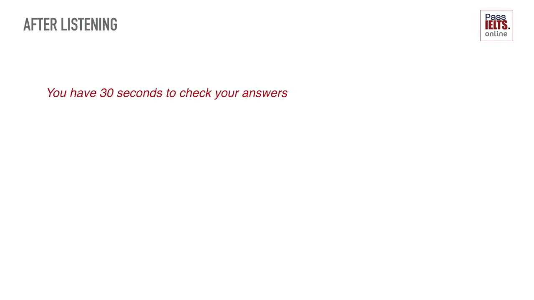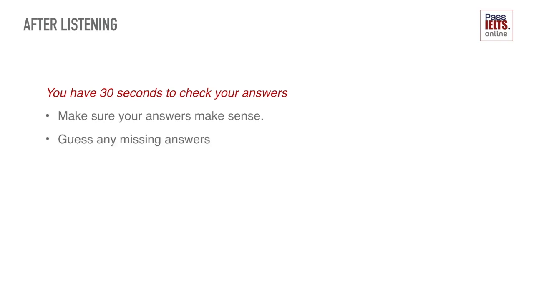After each section, you'll have 30 seconds to go through your answers. This is what you can do in that time. First of all, check your answers fit the context. Make sure they make sense. Secondly, guess any missing answers. You aren't penalised for writing the wrong answer, so it's very important you write at least something, even if you think you have no idea.